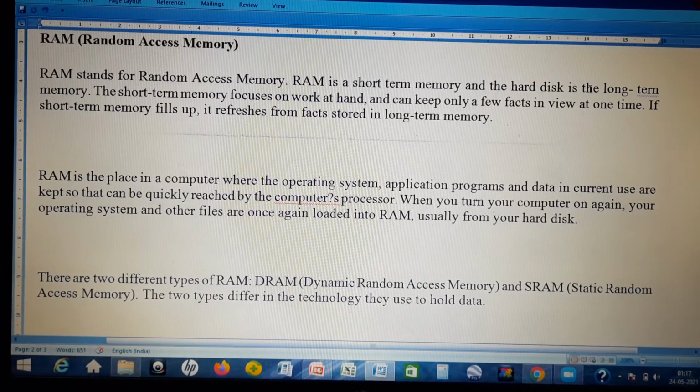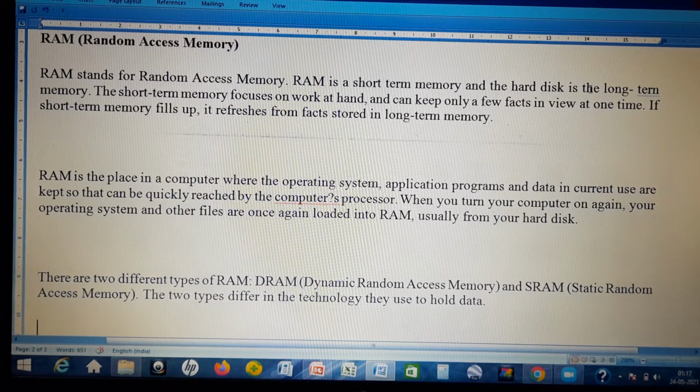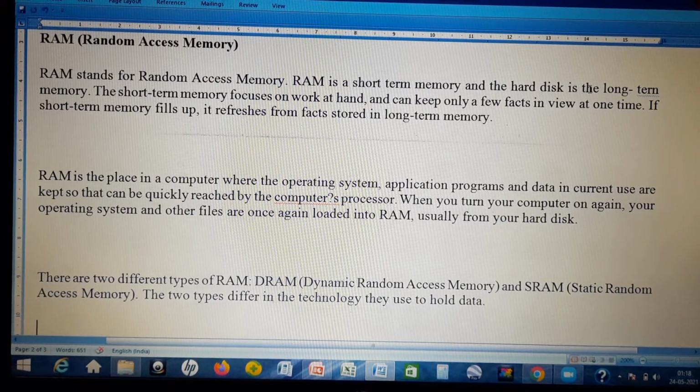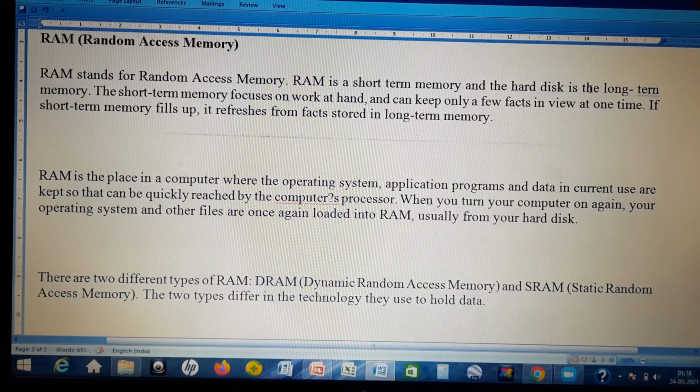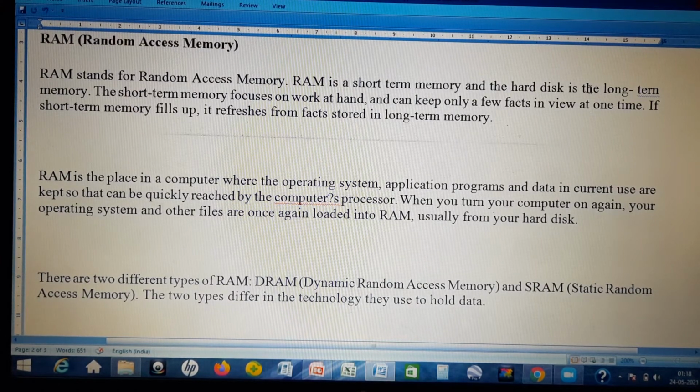Okay, and let's see the full form of RAM. Students, do you know the full form of RAM? Okay, let me tell you. The full form of RAM is random access memory. So RAM stands for random access memory. RAM is a short-term memory and the hard disk is the long-term memory. The short-term memory focuses on work at hand and can keep only a few facts in view at one time. If short-term memory fills up, it refreshes from facts stored in long-term memory.